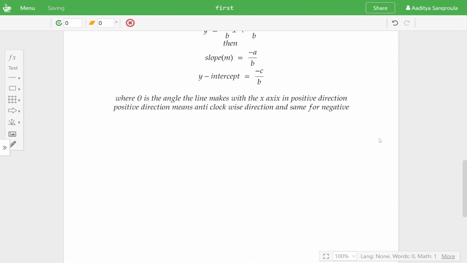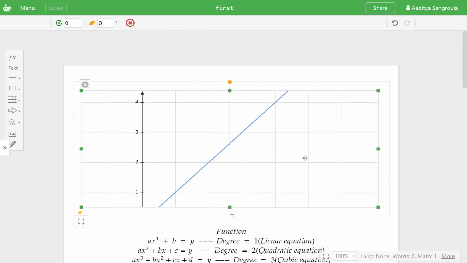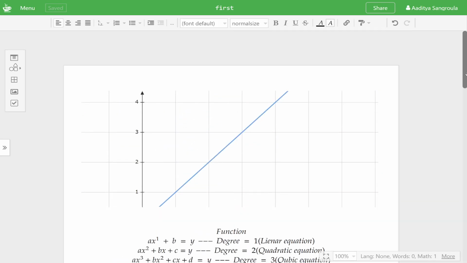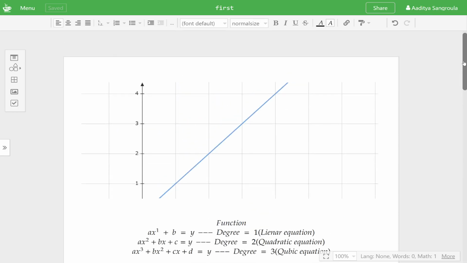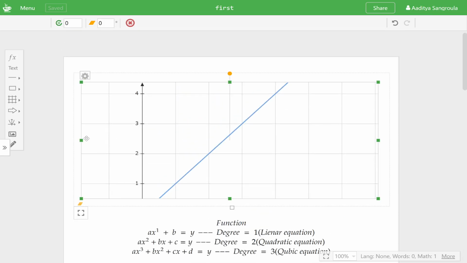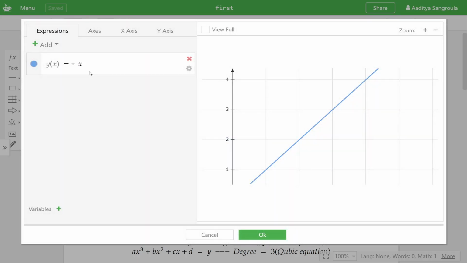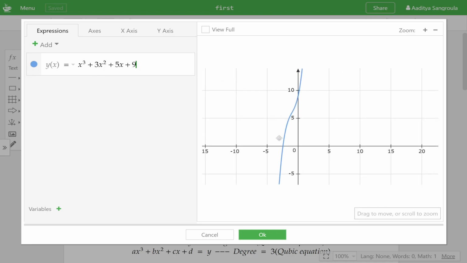And this is basically the thing. Now let us assume a thing, right? We know how to calculate the slope of this. What if we had to calculate the slope of x cubed plus 3x squared plus 5x plus 9? What if you had to calculate the slope of this?